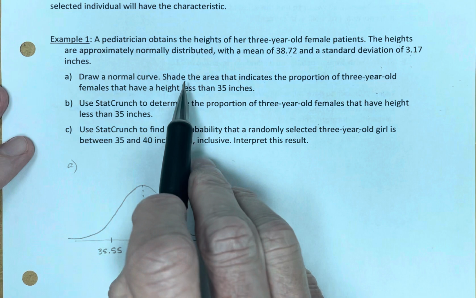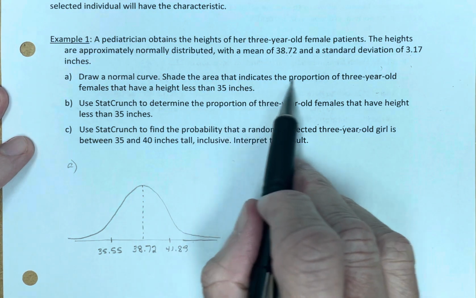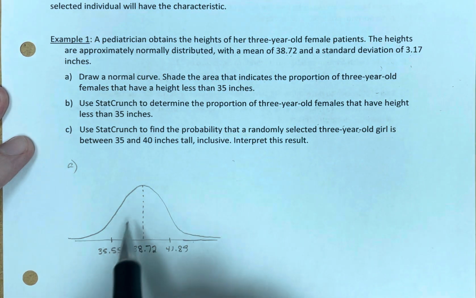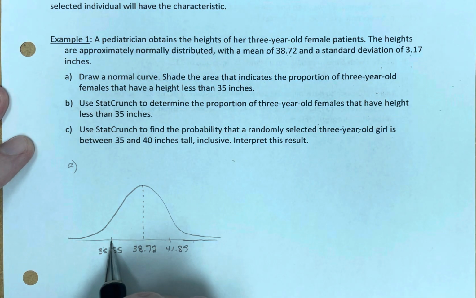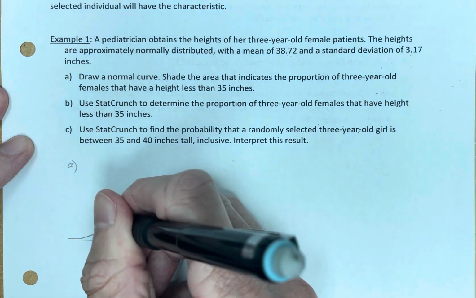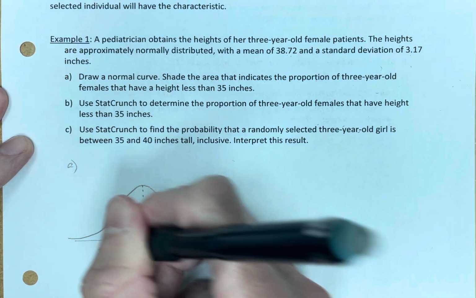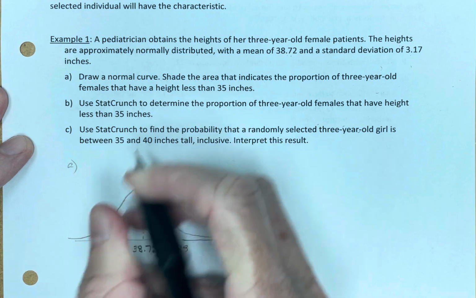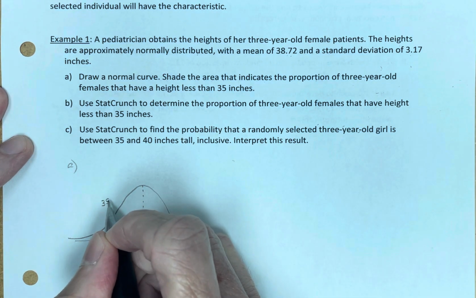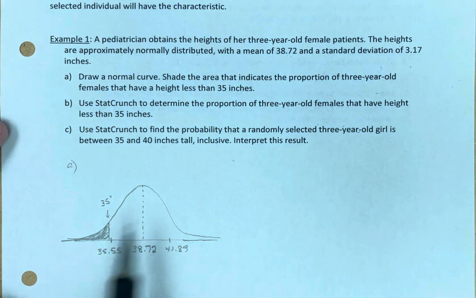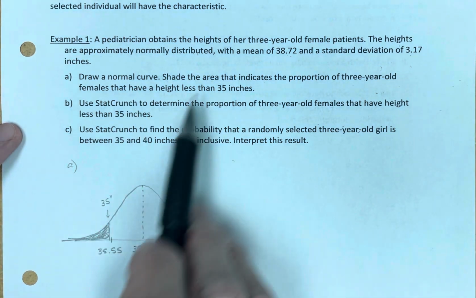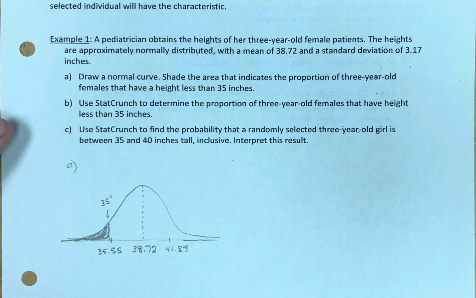Okay, shade the area that indicates the proportion, which is the same as the area underneath the curve, of 3-year-olds less than 35. Well, here's 35.55. So our line is just to the left of that, and I'll put a little arrow indicating this is 35 inches. We want to shade that area over here. Of course, as we know, it goes on forever, but that indicates the proportion of 3-year-old females that have a height less than 35 inches.